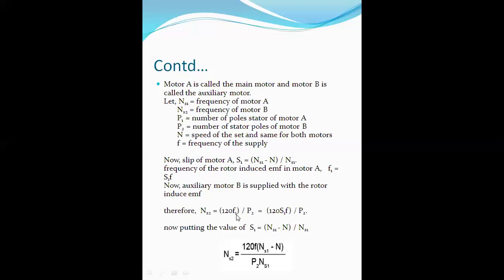Putting the value of F1, that is 120 S1 F by P2. Now, putting the value of S1 as (Ns1 minus N) by Ns1 and putting those values in this equation, we will find the value of N. Ns1 is the speed of the first motor at synchronous frequency, and Ns2 is the speed of the second motor.